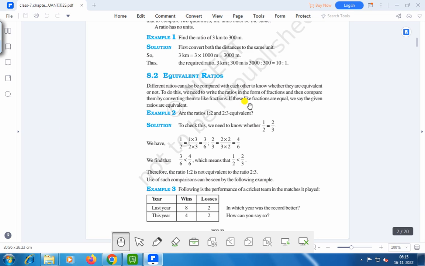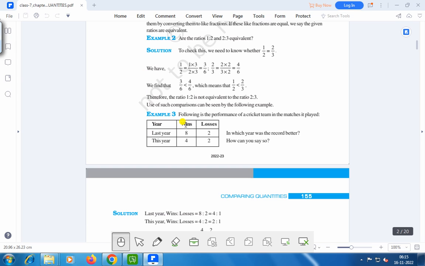Now learn about equivalent ratios. Different ratios can also be compared with each other to know whether they are equivalent or not. To do this, we need to write the ratios in the form of fractions and then compare them by converting them to like fractions. If these like fractions are equal, we say the given ratios are equivalent.